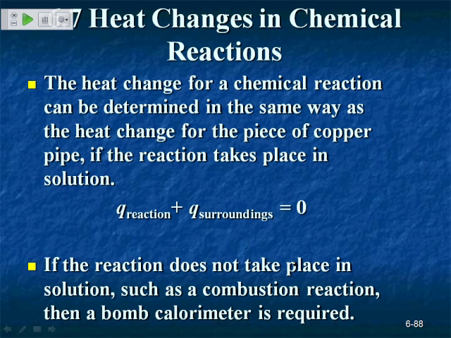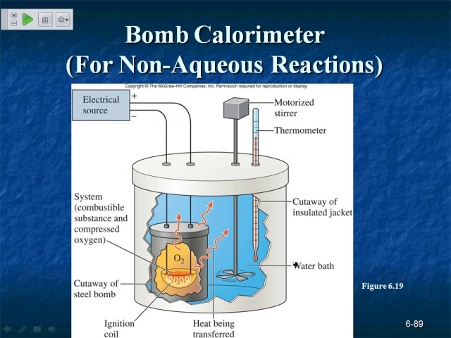Now, if the reaction does not take place in solution, such as a combustion reaction, think about it. You want to know what is the energy released when a specific amount of a fuel is burned. If you put that into water and try to burn the fuel, may not be a good idea, right? The reaction may not happen. So when you have reactions like that, which you don't want to do in solution, we will use something called the bomb calorimeter. Again, don't worry about the name.